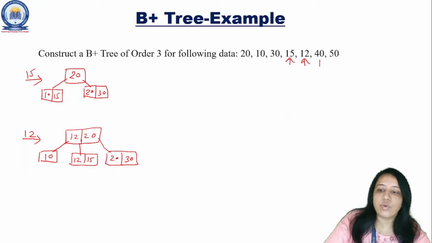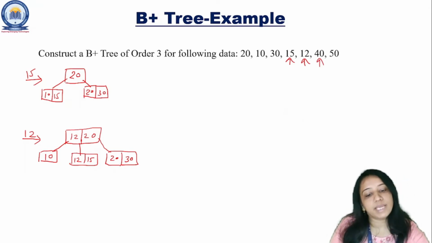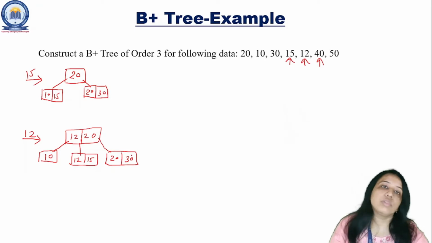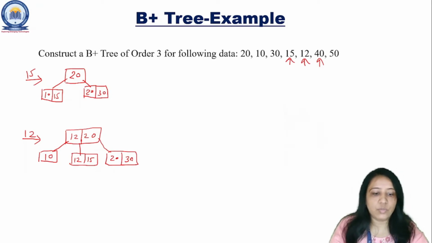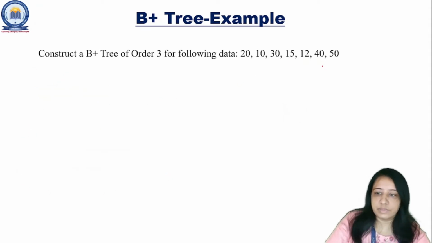The next is 40. So 40 is going to be where? It should be here with the 30. Now 3 keys cannot be accommodated, so the 30 will move up. 30 is going to be up. So now, if it is going to be here, the 40 is going to be stored with the 30. So now we'll go for the 40, this one.